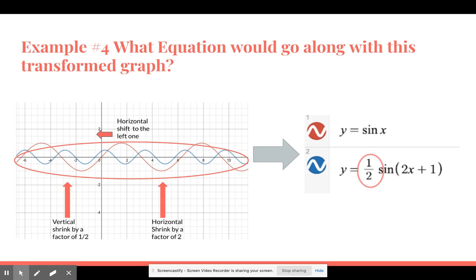We know we would have to have a 1/2 here because we have a vertical shrink by a factor of 1/2. We know we would have to put a 2 inside the parentheses because we're shrinking it by a factor of 2. Then we know we also have to go to the left one, which we know we're in the parentheses, and we're dealing with horizontal, so we would actually have to add 1.